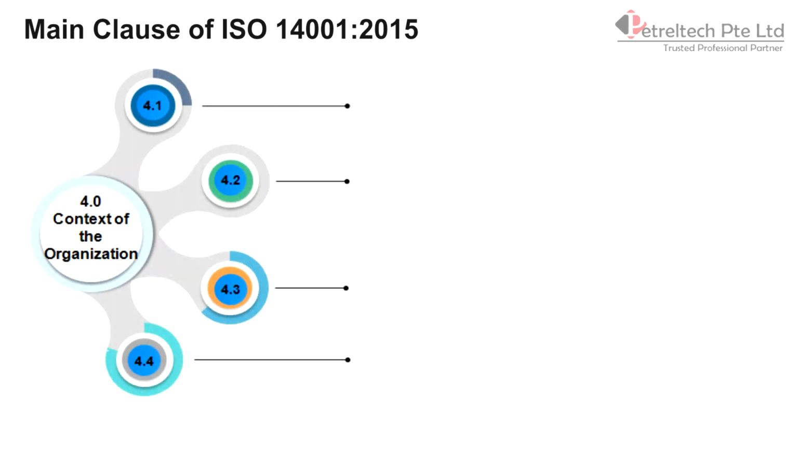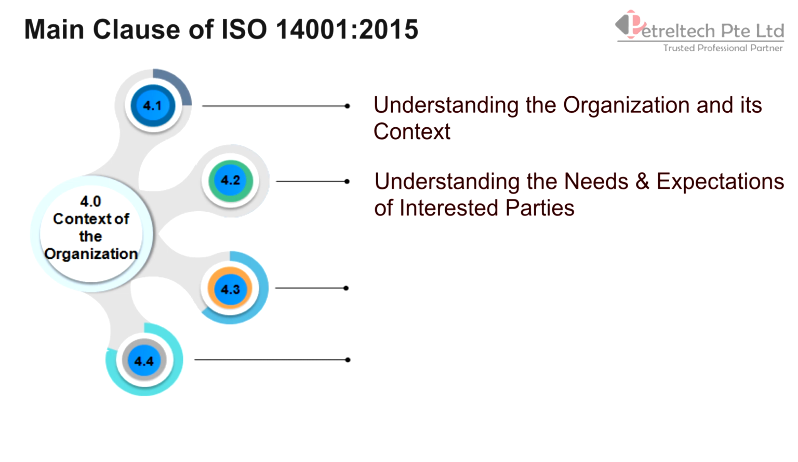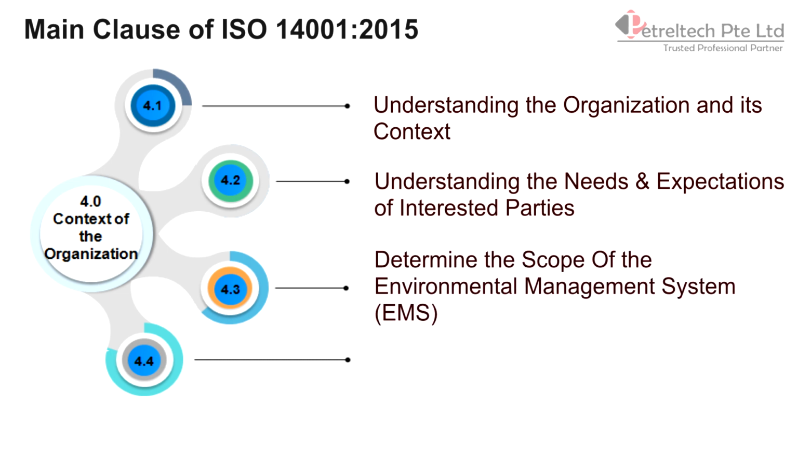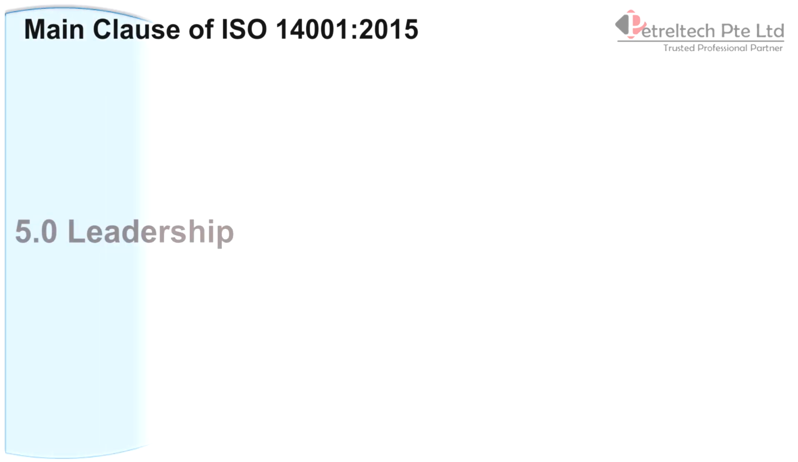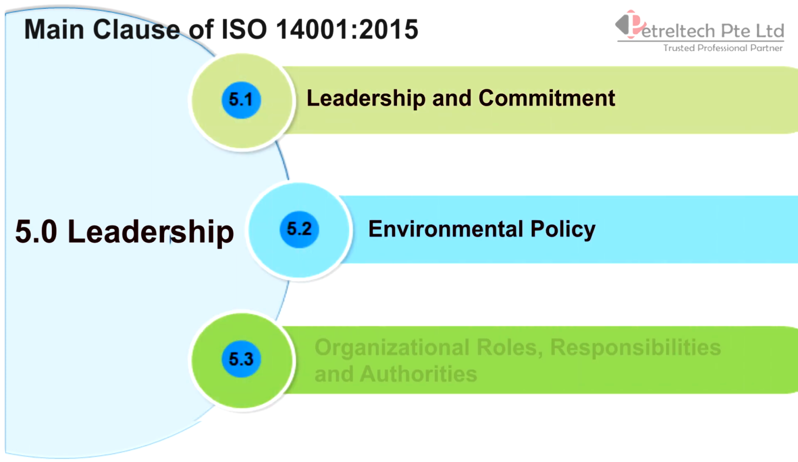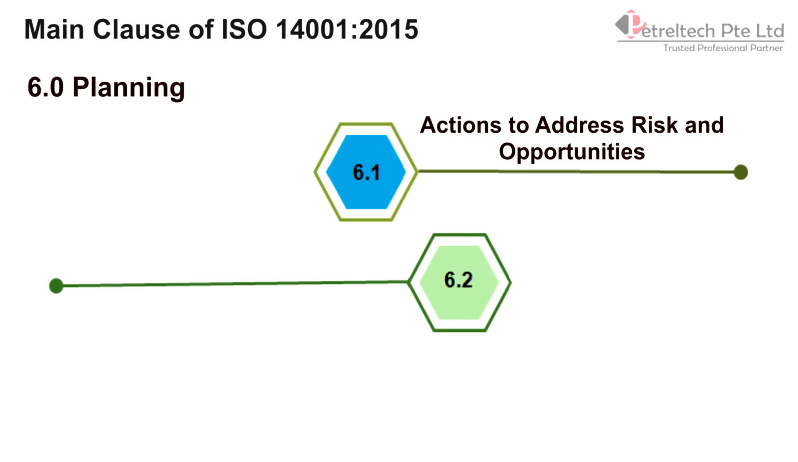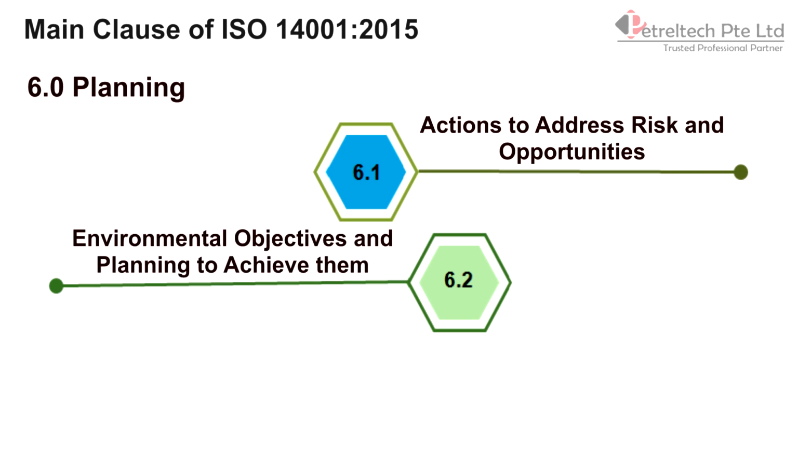Clause 4.0, context of the organization, is about understanding the organization and its context, understanding the needs and expectations of the interested parties, determining the scope of the environmental management system, EMS, and the environmental management system itself. Clause 5.0 talks about leadership and commitment, environmental policy, organizational roles, responsibility and authorities. Clause 6.0, planning, focuses on actions to address risk and opportunities, as well as environmental objectives and planning to achieve them.